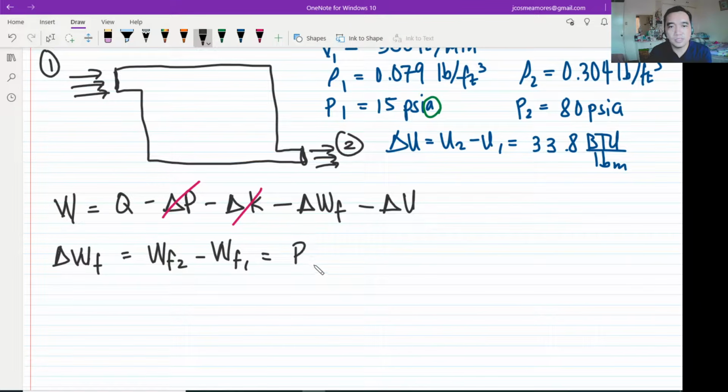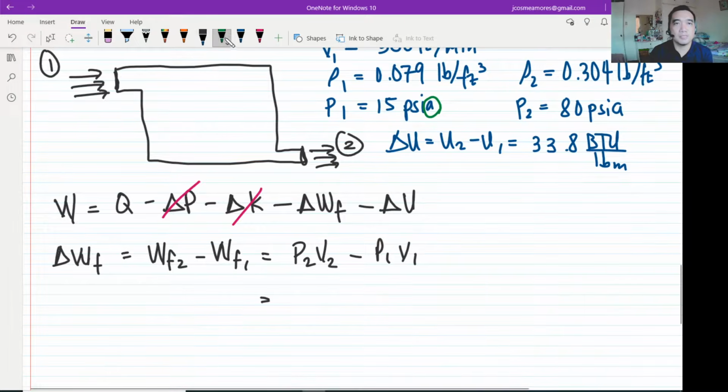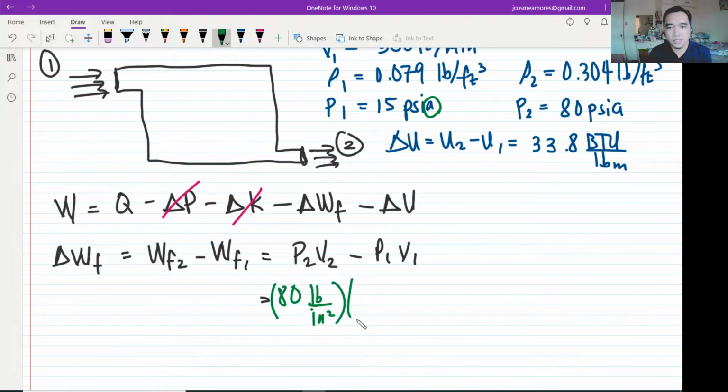And flow work is pressure times volume. So in this case, we're given specific energy in BTU per pound mass, so therefore we will simply use specific volume. So this will be P sub 2 V sub 2 minus P sub 1 V sub 1. Okay, so for pressure 2, it's 80 psia, that is pounds per square inch. Specific volume, so we're given the density. So specific volume is 1 over the density.